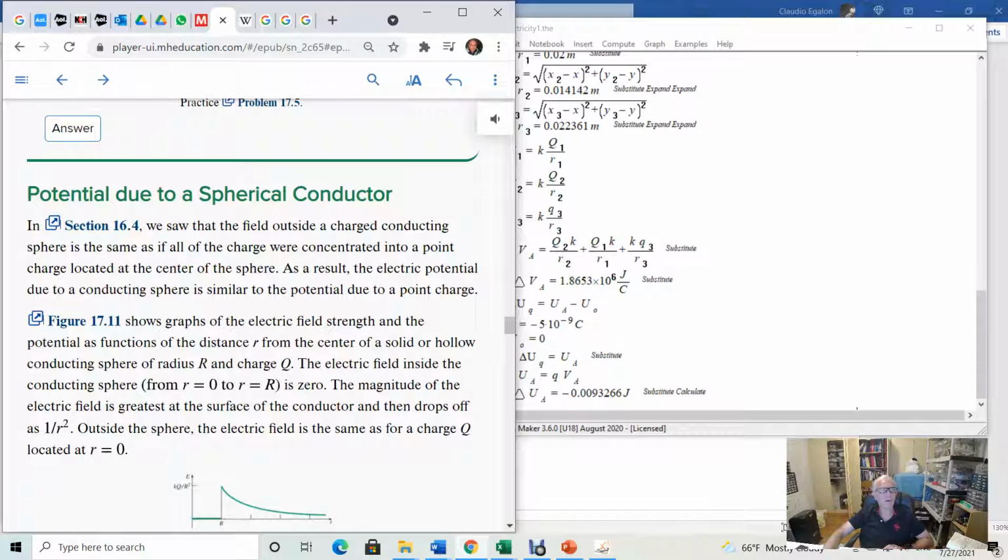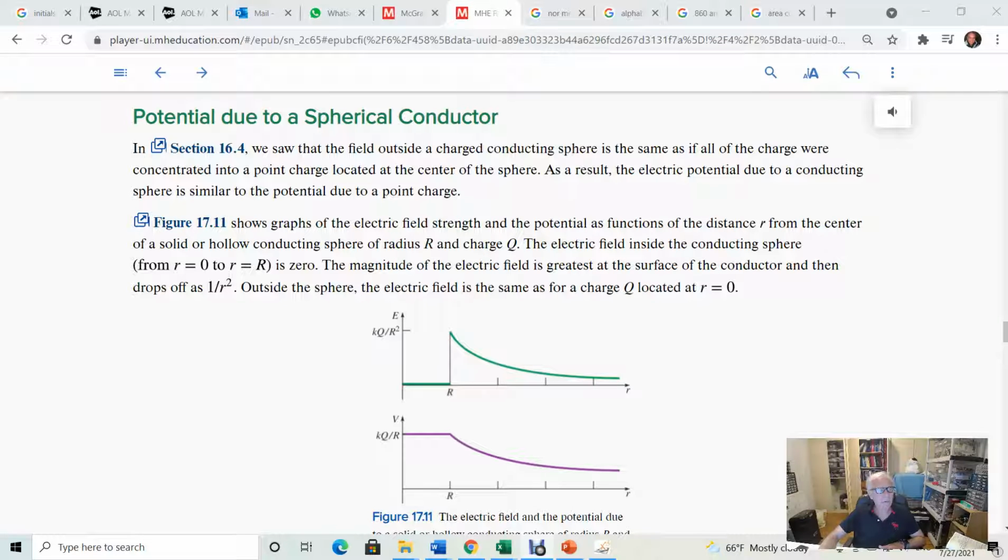Potential due to a spherical conductor. Okay? So let's do that. Well, let's take a break first. Okay, next topic now is potential due to a spherical conductor.